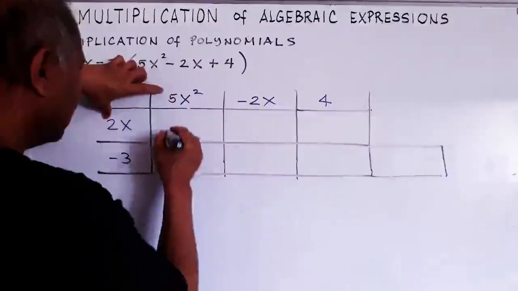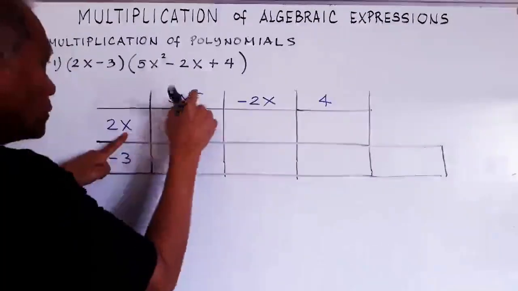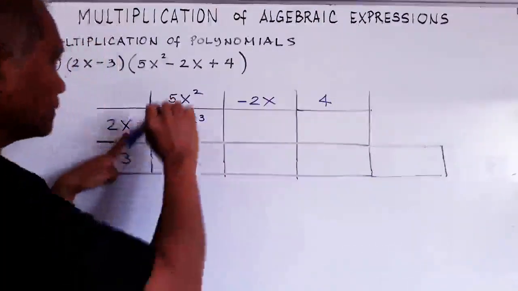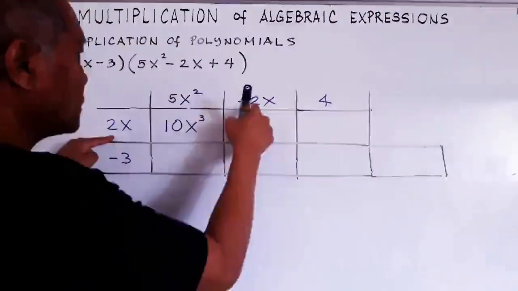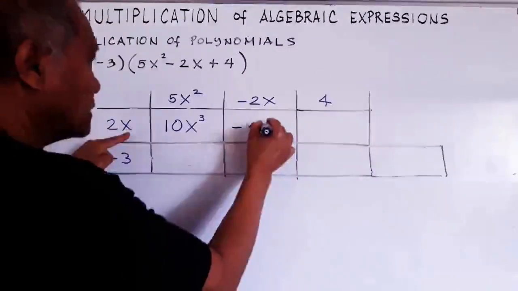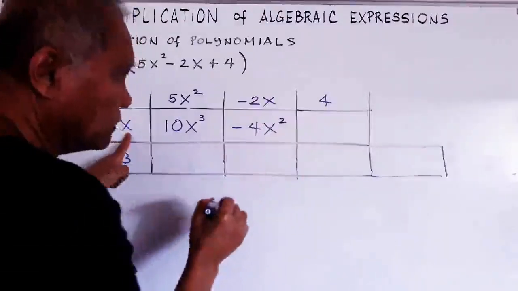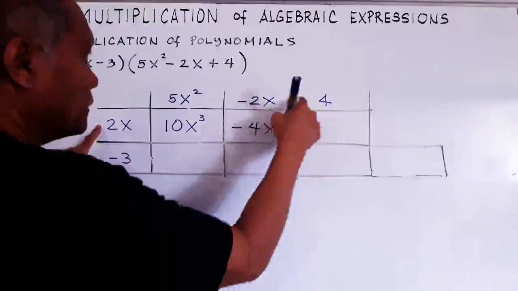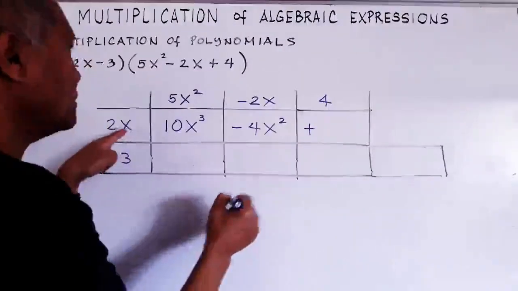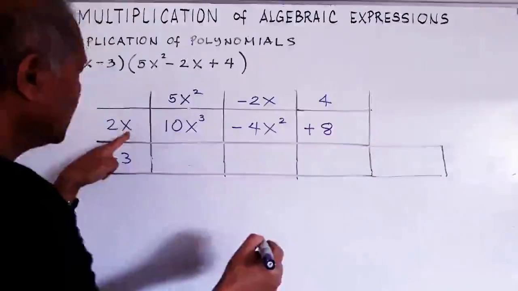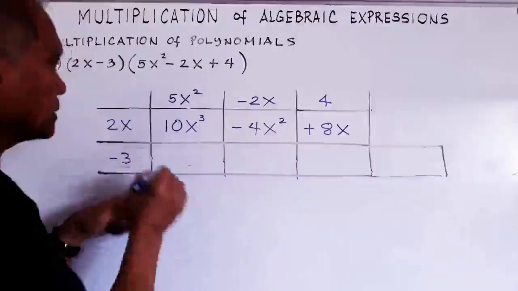So 2 times 5 is 10. X, I'll put the x. And then 1 plus 2 is 3. Positive times negative, it's negative. 2 times 2 is 4. X, I'll put the x. 1 plus 1 is 2. So that's negative 4x squared. And then positive times positive is positive. 2x, or 2 times 4 is 8. X, I'll put the x, but there's no x there. So we have 8x.